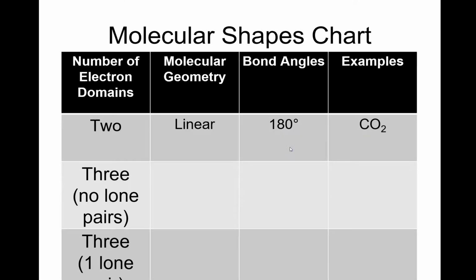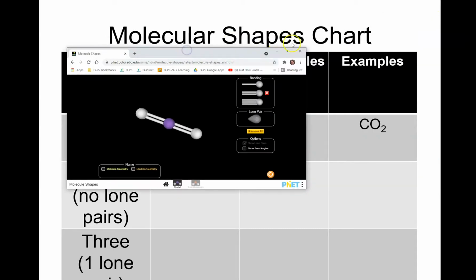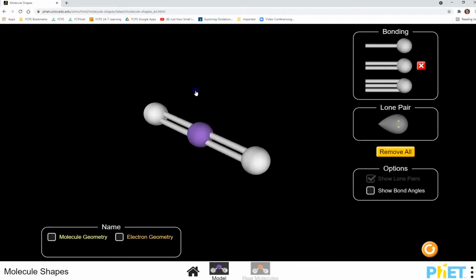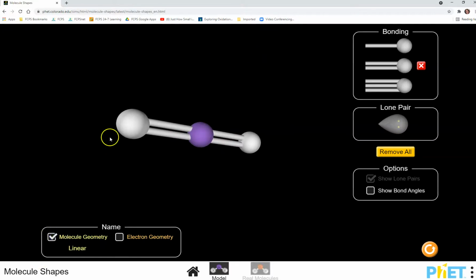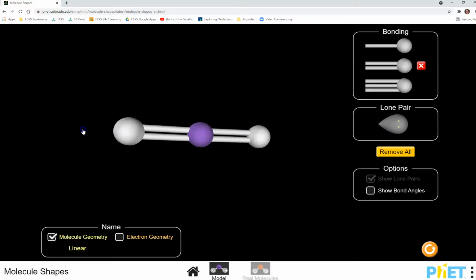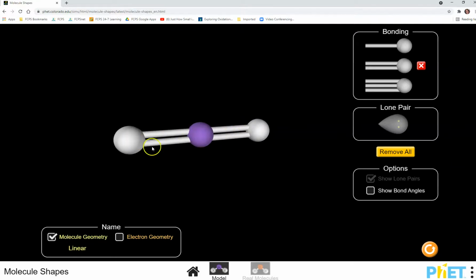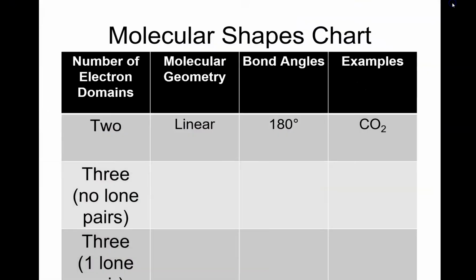All right, so first let's talk about two electron domains around a central atom. A good example of that is carbon dioxide. I'm going to use the same simulation we use in class to show you what that looks like. Carbon dioxide has two double bonds, and we can also select this box that says molecule geometry, and it'll tell us that it's linear, but that's a pretty good description, right? Because it's a straight line. Now the reason is we have two electron domains, one in this double bond and one in this double bond. So those two domains, the farthest apart they can possibly be from each other is 180 degrees.